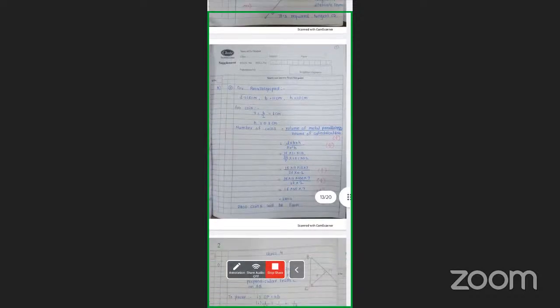So cancel it properly. 11 ones are 11, 2 elevens are 22. 2 into 50. So 16 into 25 into 7. So the total answer will be 2800. So how many total coins will be formed? 2800 coins will be formed.